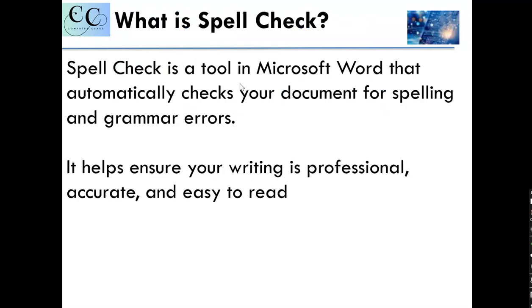So what is a spell checker? A spell checker is a tool in Microsoft Word that automatically checks your document for spelling and grammar errors. It helps you ensure your writing is professional, accurate, and easy to read.